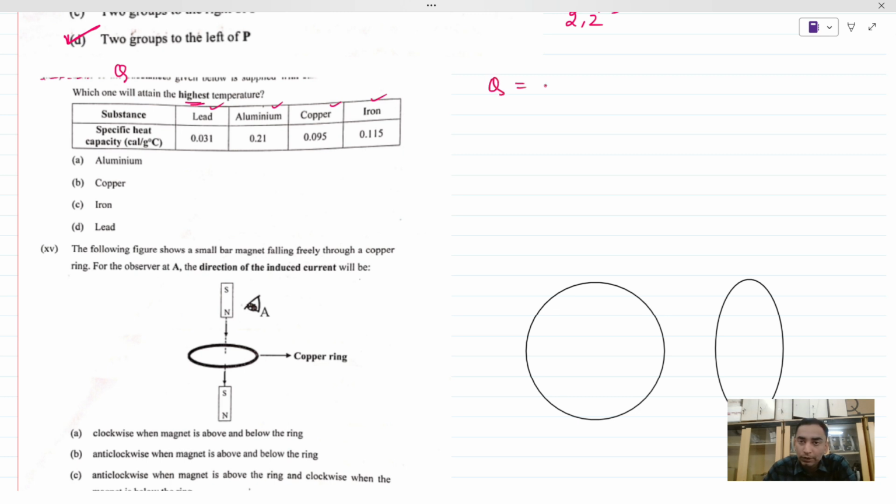So basically Q is equal to MC delta T. Now from here Q and M are the same. So Q upon M times C is delta T. Now Q and M are the same for both. So the one which has a very, very low value of C will have the highest rise in temperature. So I find 0.031 is the least value out of all, which means lead should be our correct answer, right?